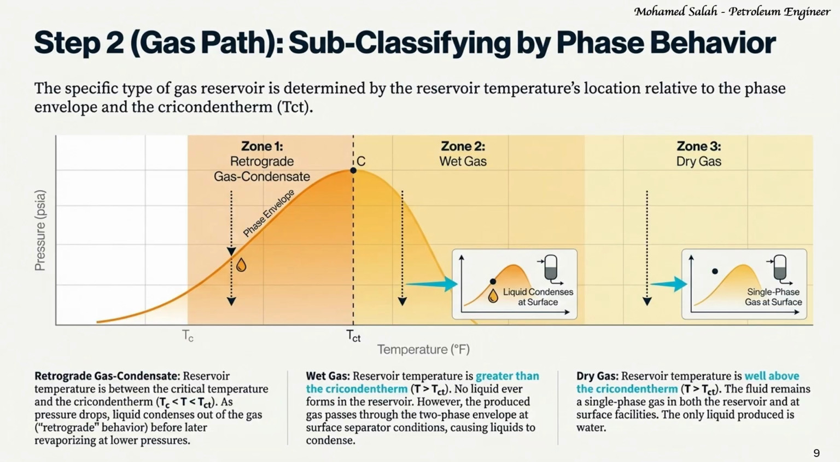Gas reservoirs are subclassified into three zones based on the reservoir temperature, T, relative to the Cricondentherm, TCT. Retrograde gas condensate occurs when T is between Tc and TCT.